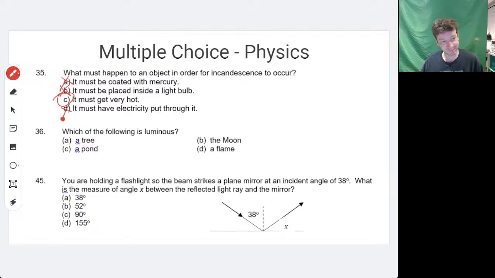Okay. 36. Which of the following is luminous? So luminous means you create your own light. A tree doesn't create its own light. The moon reflects the sun's light, so it doesn't create its own light. A pond, again, reflects light. A flame creates its own light.